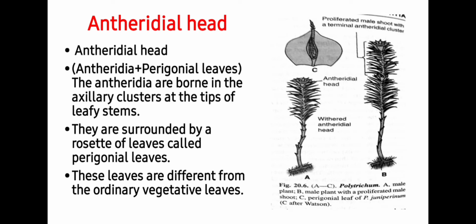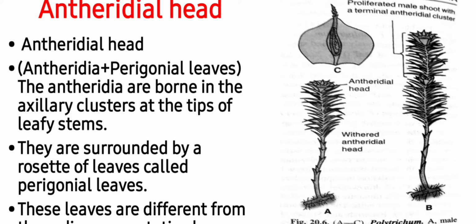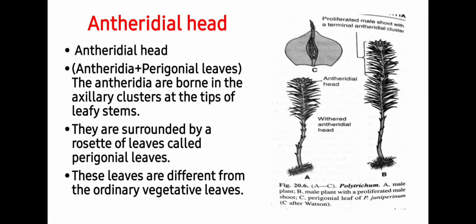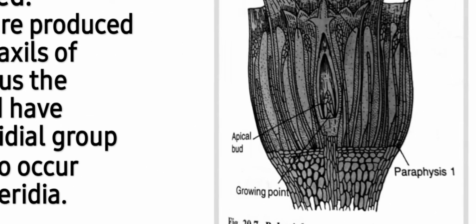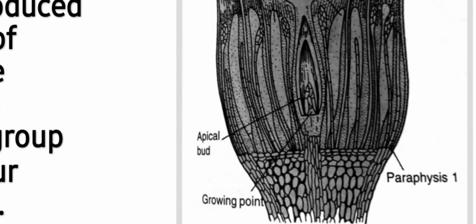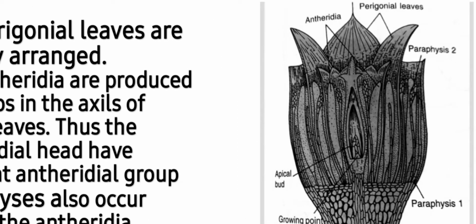The antheridia are borne in axillary clusters at the tip of the leafy stem, as you can see in this image. They are surrounded by a rosette of leaves called perigonial leaves. The leaves are different from the ordinary vegetative leaves. Perigonial leaves are spirally arranged, and the antheridia are produced in groups in the axil of these leaves. Thus, the antheridial head has different antheridial groups. Paraphyses are also present among the antheridia, as you can see in this image, and the function of paraphyses is protection as well as dispersal of the sperms.